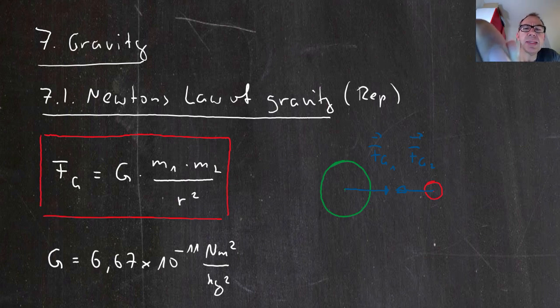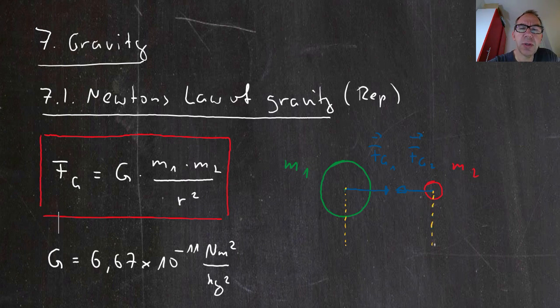So gravity depends on the mass of the two objects, m1 and m2, and also on the distance of these two objects, which is referred to as r. R, be careful, is always the distance from the center to the center of the object. So this here is going to be r, the distance between the centers of mass. And the force is then proportional to the inverse of r squared.